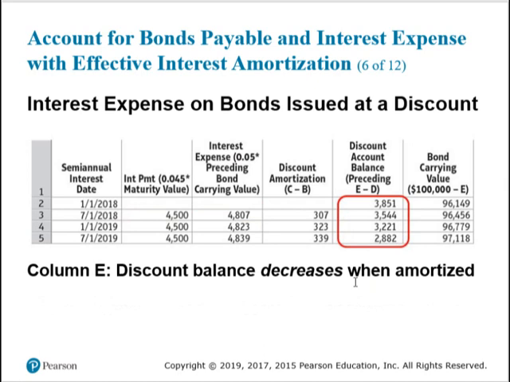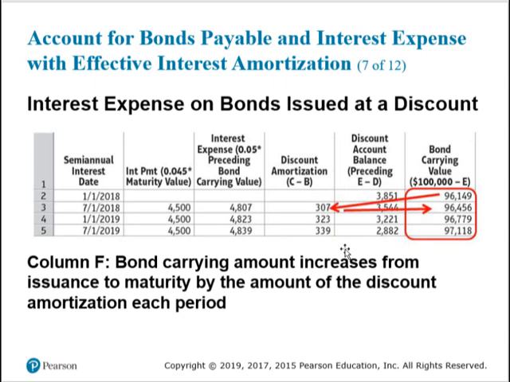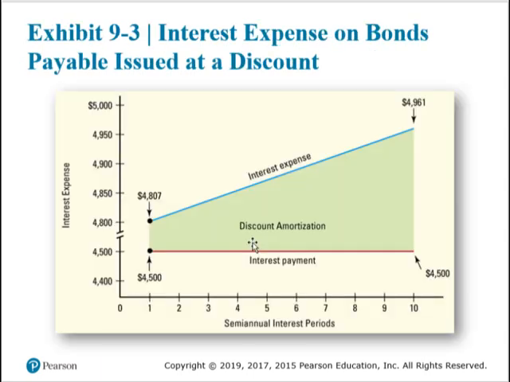The discount account balance starts at $3,851, the difference between the maturity value of $100,000 and what the bond sold for, the $96,149. This amount is reduced by the $307. The carrying value of the bond increases by $307. The interest expense gradually increases until the value of the bond reaches the $100,000. The interest payment stays steady at $4,500 each period.